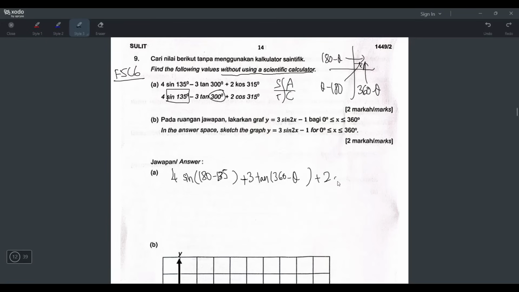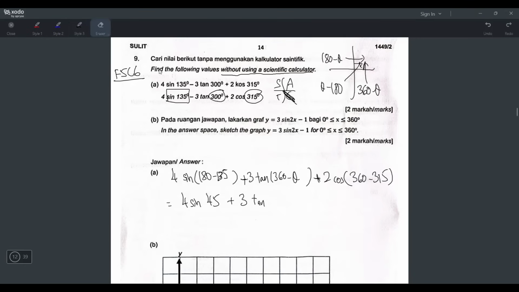Okay, last one. Plus 2 cos 315. Okay, 315 is also quadrant 4. How to change to quadrant 1? 360 minus 315. But I have to double check positive or negative. Cos quadrant 4. Memang cos positive. So I don't have to do anything with the sign. Just leave it. Okay, now you get 4 sine 45 because this one minus this one plus 3 tangent.